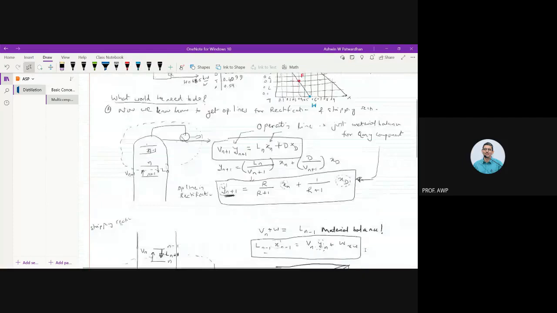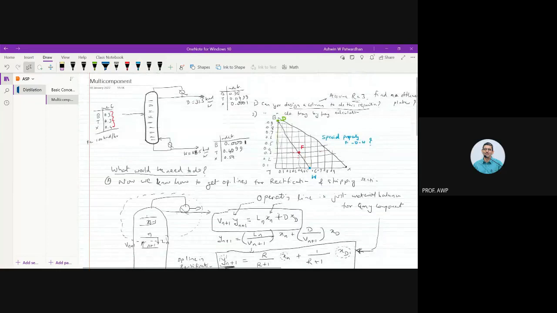Hey, this is not even a separation processes question. This is a thermodynamics question. For benzene, toluene, xylene, what kind of thermodynamic model would you need? Would you want to apply? What is the simplest thermodynamic model?